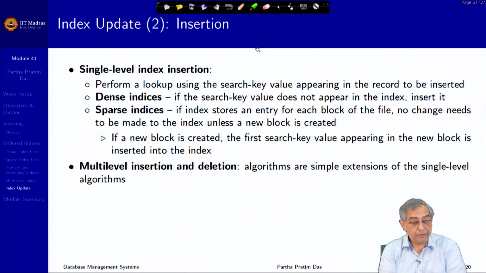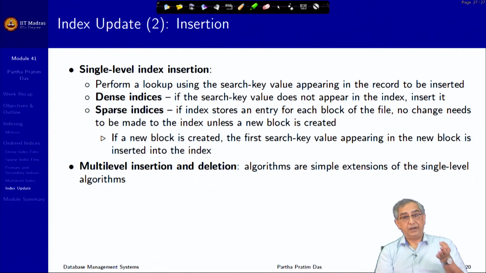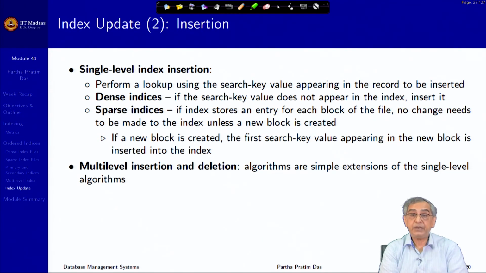So, similarly for insertion, you will have to take a similar strategy, perform a lookup using the search key, locating where you can insert it. For a dense index, if the search key does not appear in the index, you have to insert it. If it does, because of the secondary index mechanism, then you do not have to. And in case of a sparse index, you will have to see what the conditions are.